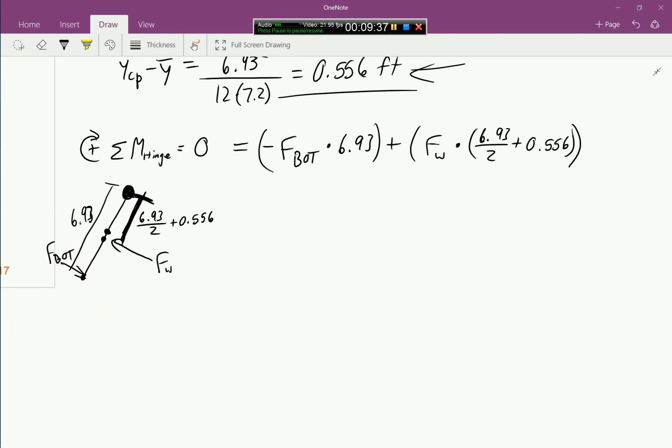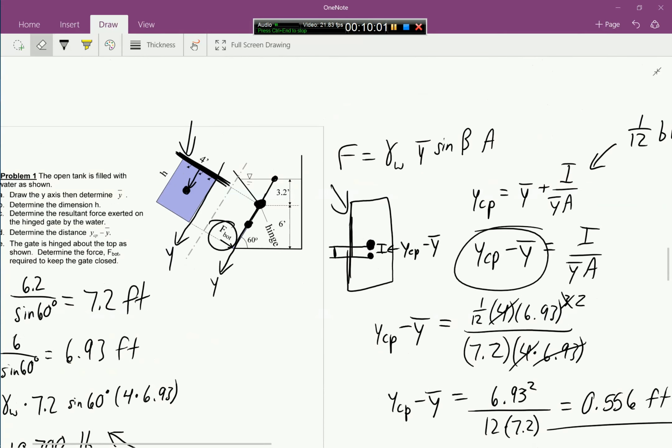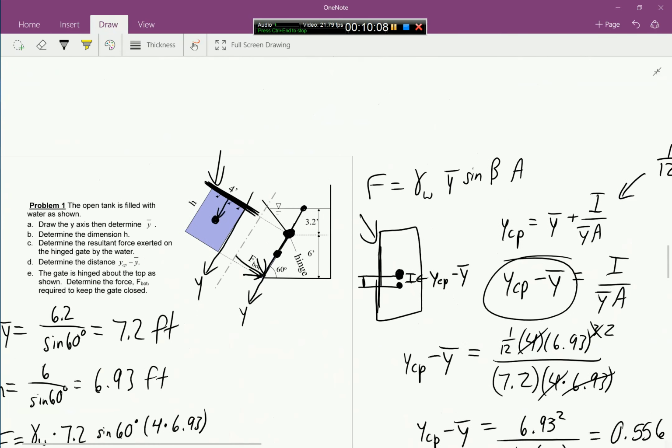And we can do some simple arithmetic. We plug in 10,700 for FW, and we get a value for F bottom of 6,210 pounds. So what this means is this force right here has to be 6,210 pounds in order to have this gate not swing open due to all the water inside here.